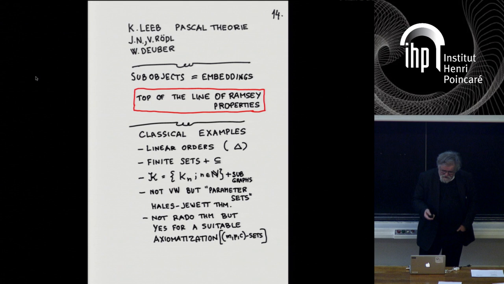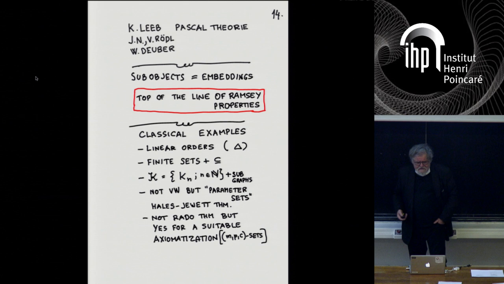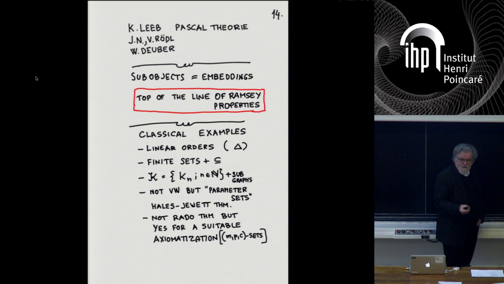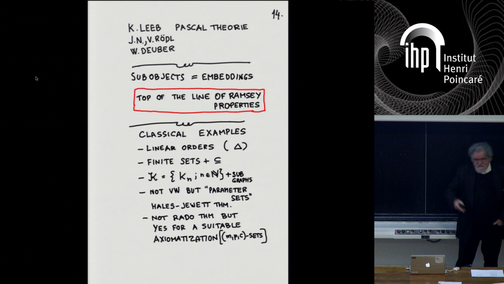Classical examples of it are, say, linear orders, simply the Ramsey theorem. Finite sets with inclusion, this is as well a Ramsey theorem. Complete graphs with subgraphs, this is as well a Ramsey theorem. Not van der Waerden's theorem, for example. From this point of view, van der Waerden's theorem, like the pigeonhole principle, speaks about the coloring of numbers, about points. It's easy to find that you cannot color two-element sets, but there is an axiomatization of it.